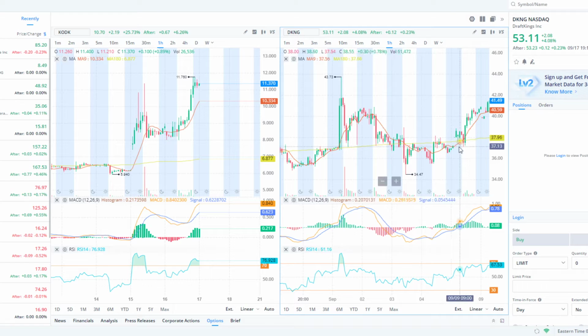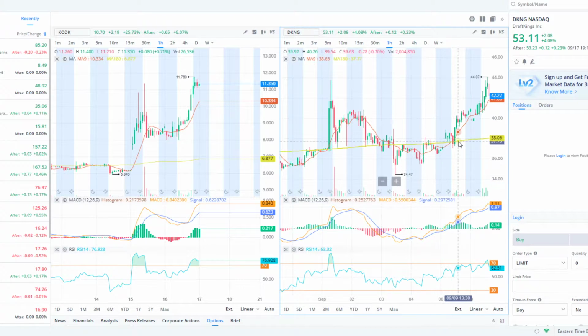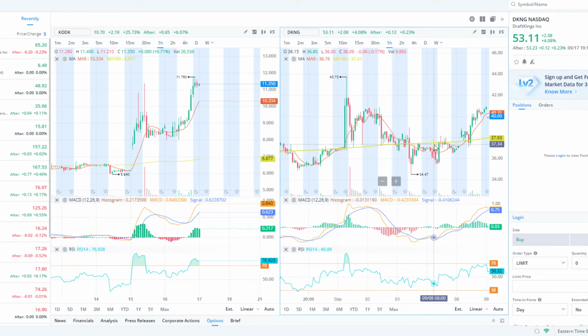So I believe that's called the golden cross, when the shorter term moving average crosses over the longer term moving average. That's another bullish sign, so I look at that. If this is below the 180, that's fine.